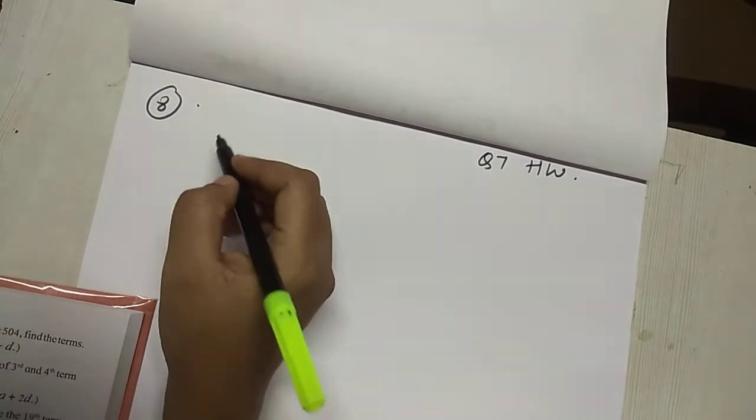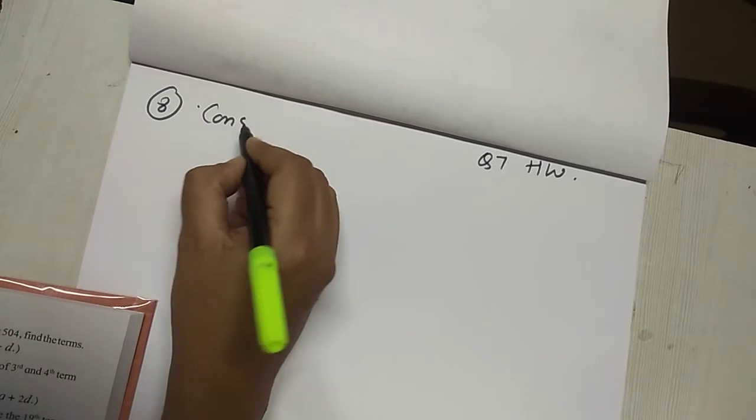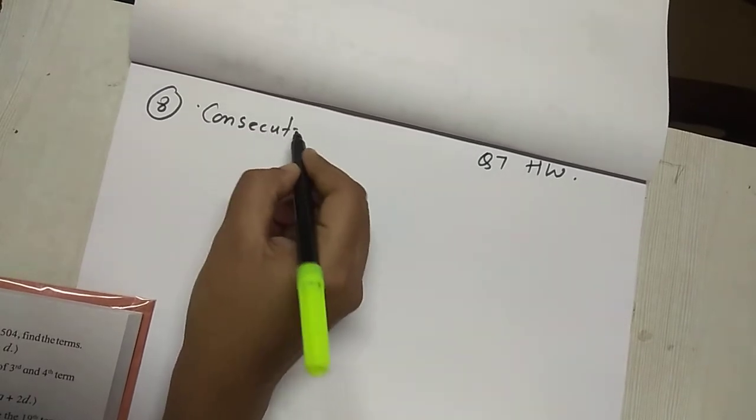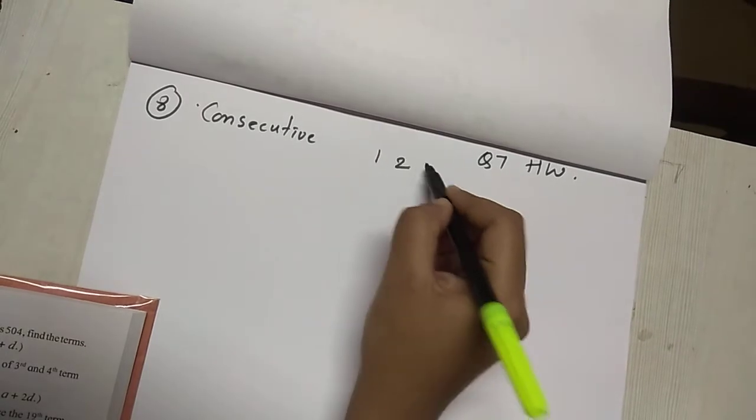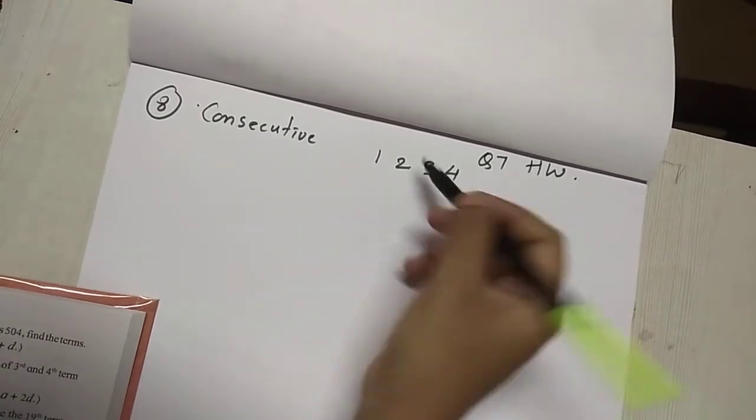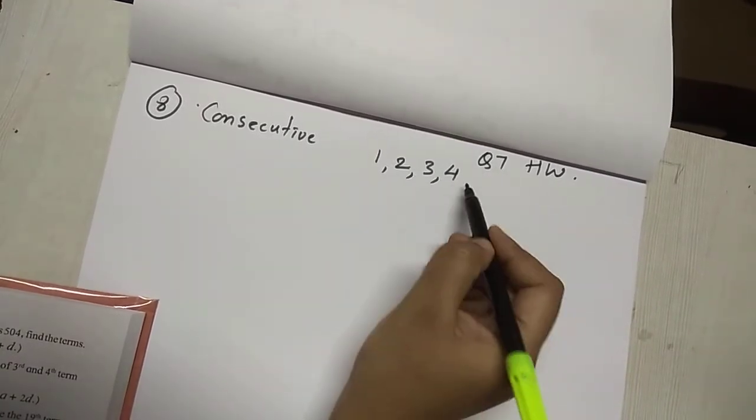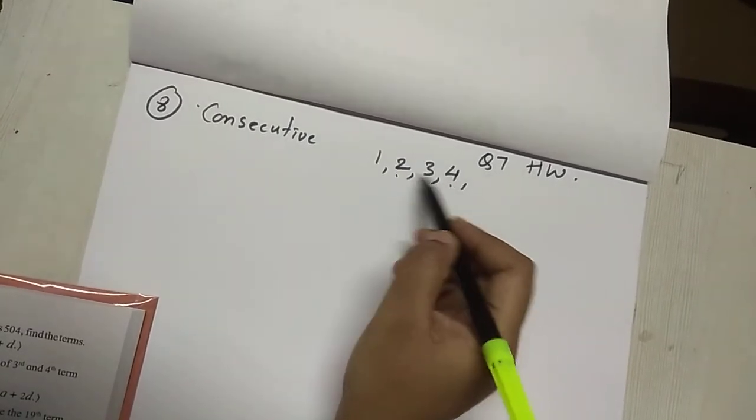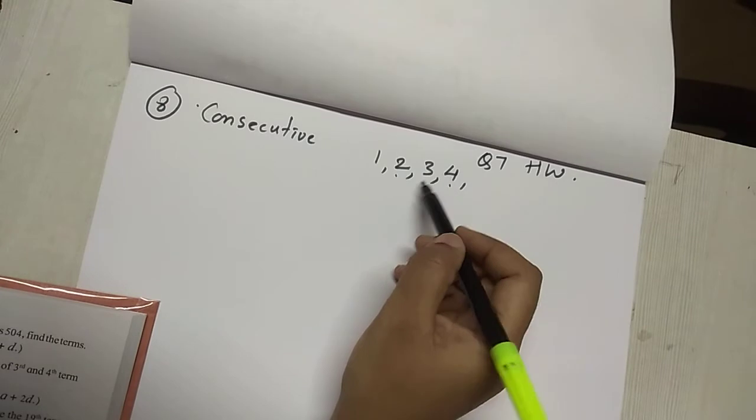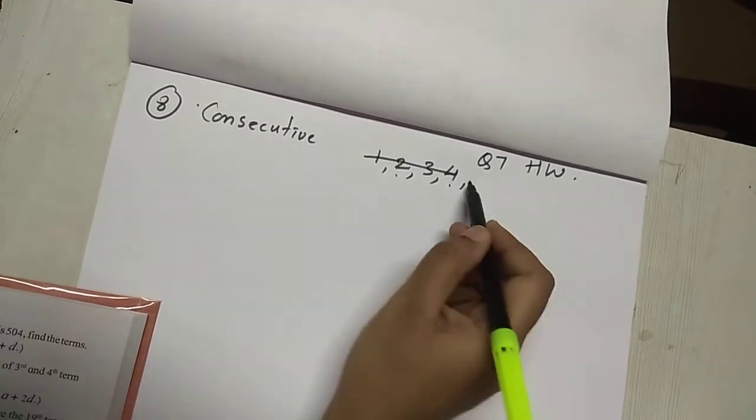Question number 8 says we have to find 4 consecutive terms of an AP. The meaning of the word consecutive: consecutive means one after the other. 1, 2, 3, 4, these are consecutive terms. You cannot say 2 and 4 are consecutive. They are not one after the other. So consecutive means one after the other.